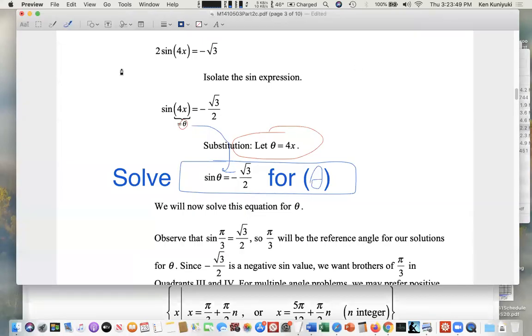Hi everyone. I'd now like to do an overview of our work on this equation, which we solved on all reals and also on the interval from 0 to 2 pi. Now, when we were finding the general solution to begin with, it was very helpful to substitute theta for 4x. So then we're just dealing with sine of theta equals negative root 3 over 2, which is a good old school problem. Solve that for theta.